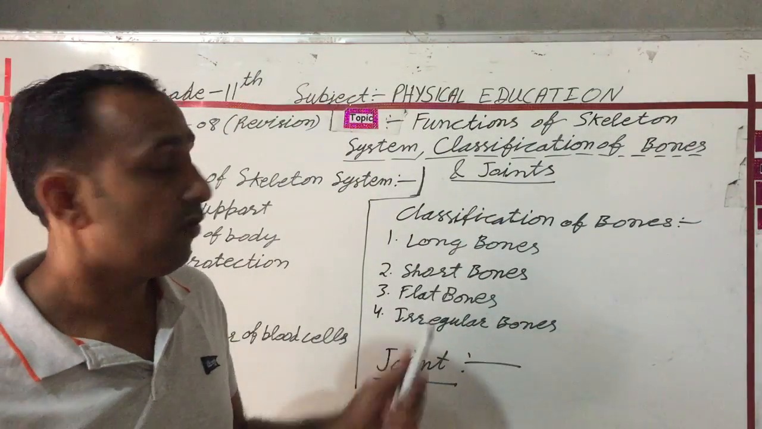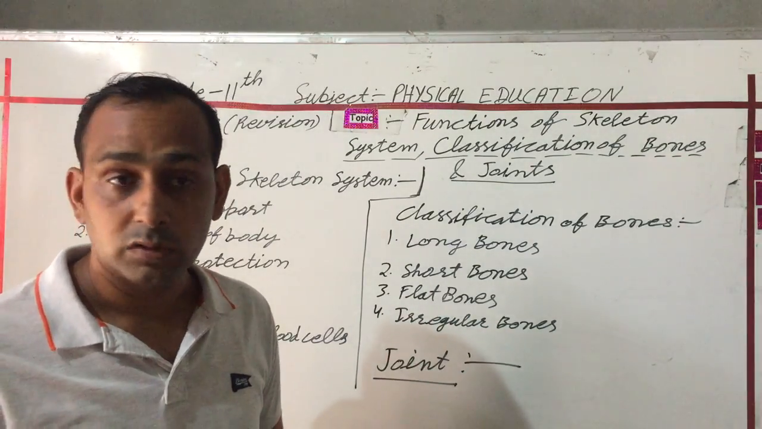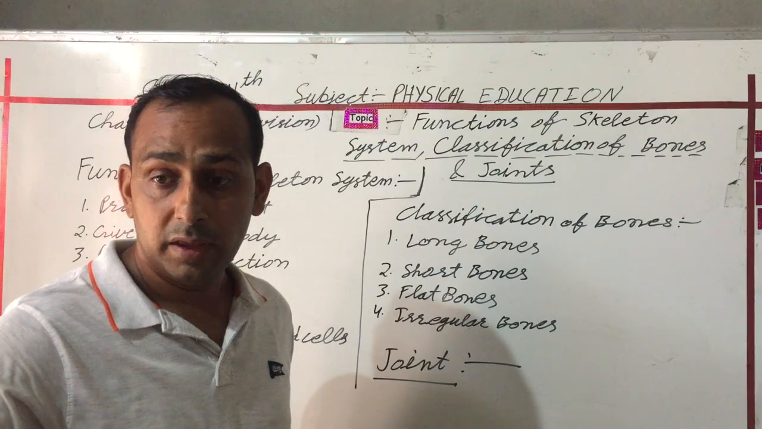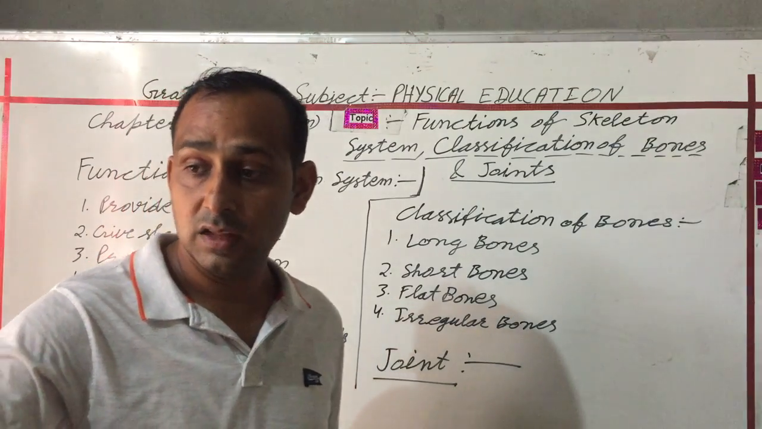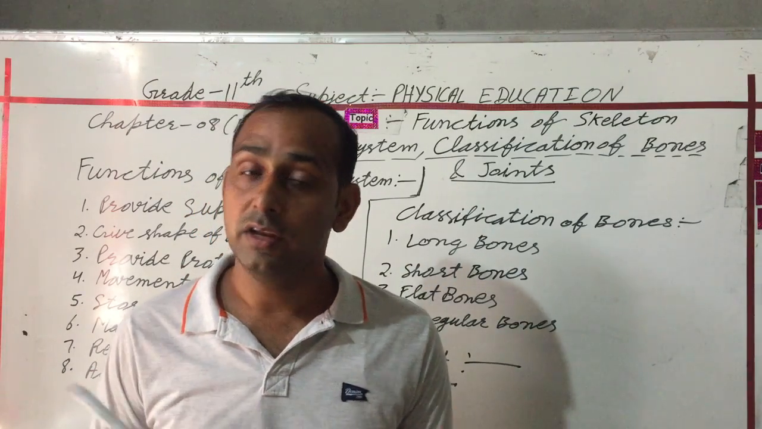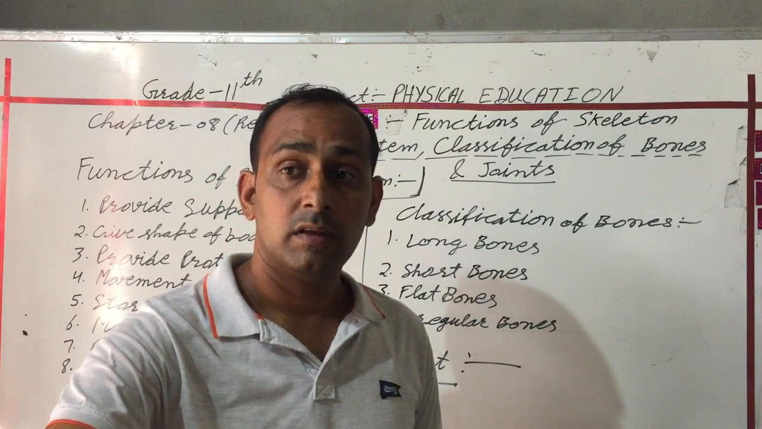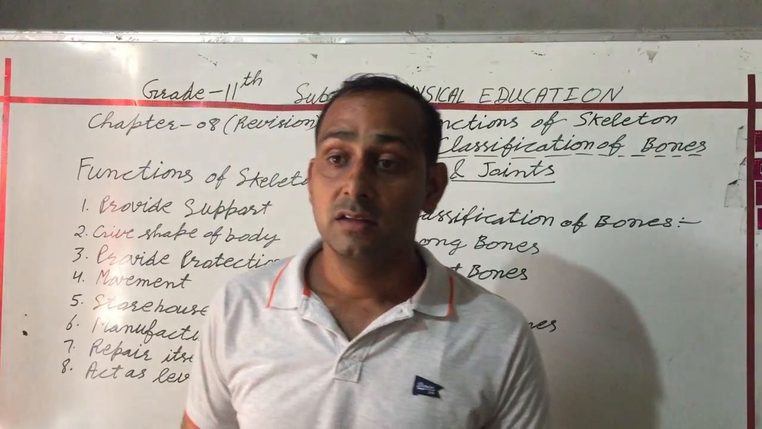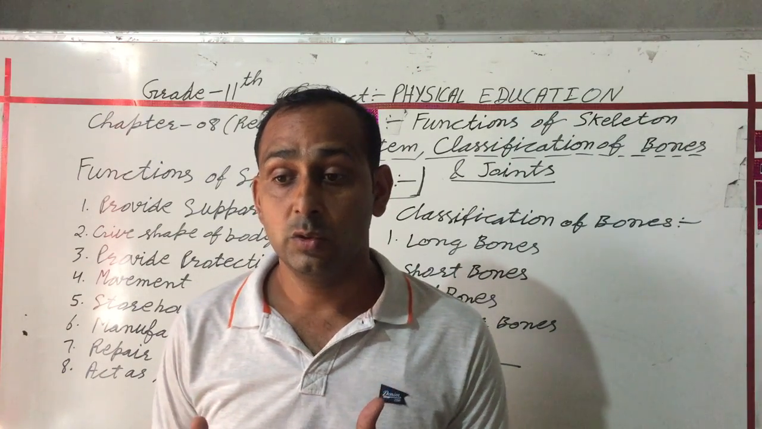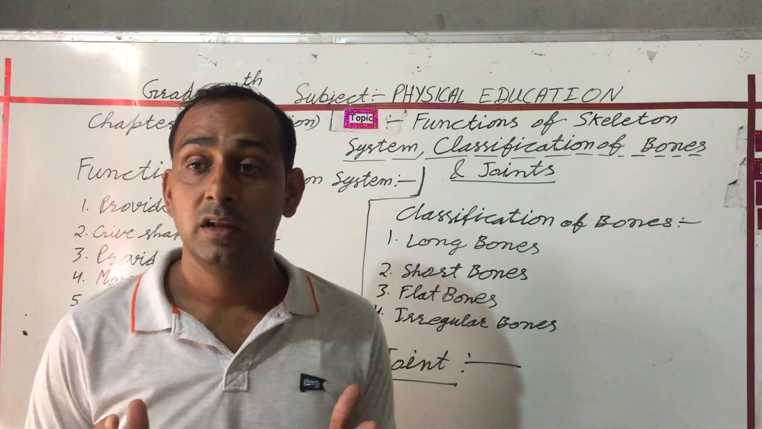After this, classification of bones. The bone types are long bones, short bones, flat bones and irregular bones. After this, joints. The classification of joints: immovable joints, slightly movable joints and freely movable joints. Freely movable joints also have 6 main types: hinge joints, ball and socket joints, pivot joints, gliding joints, saddle joints and condyloid joints. This is the 6 types of freely movable joints.